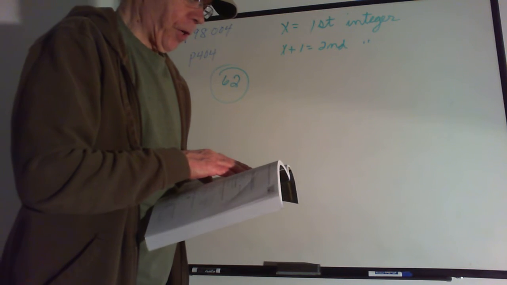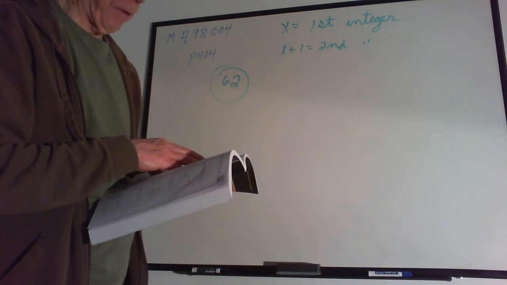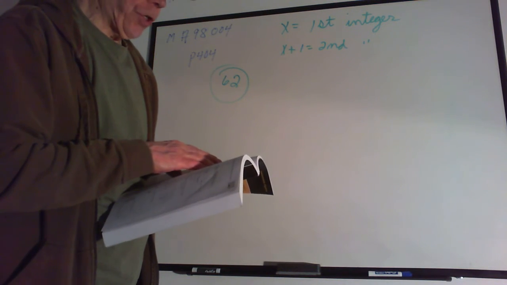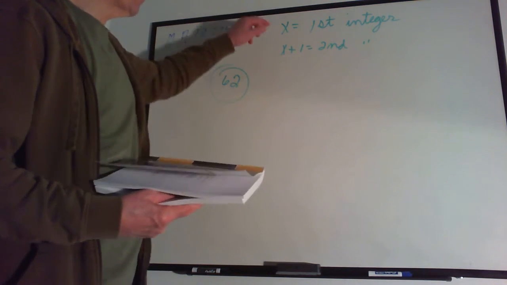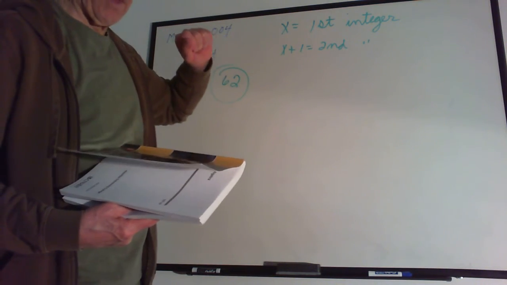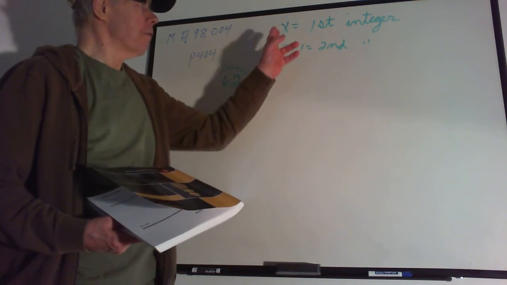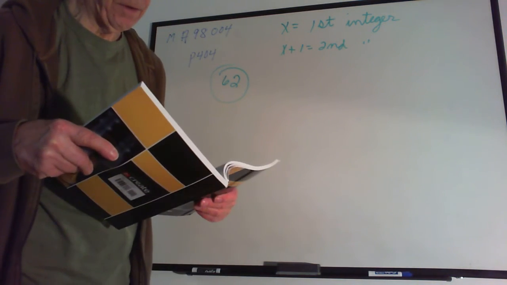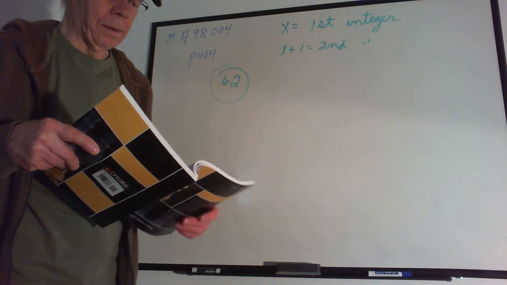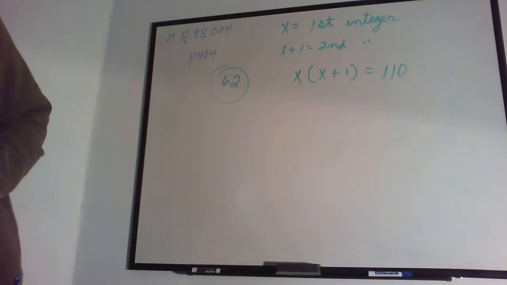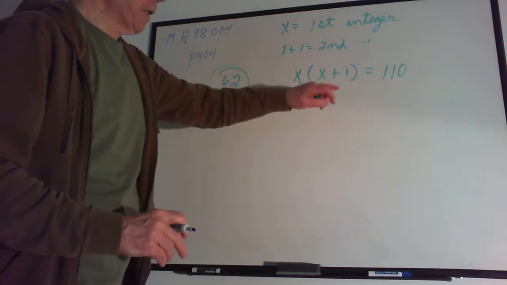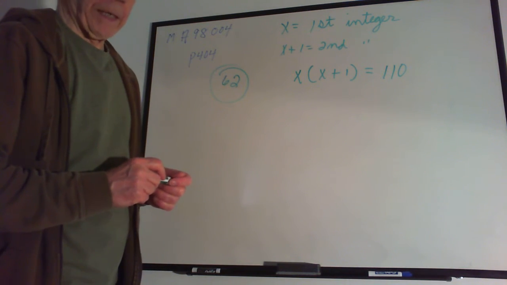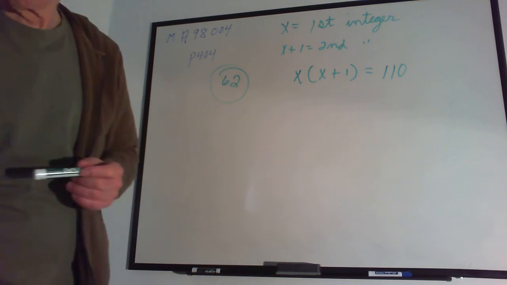So the problem is the product of two consecutive integers is 110. Find the integers. Product means multiplication. Consecutive integers: if the first integer is x, the second one is x plus 1. So if x is equal to 14, the next one will be 15. They're consecutive. It says the product, meaning multiplication, is equal to 110. So go ahead and multiply it out and try to find the numbers.